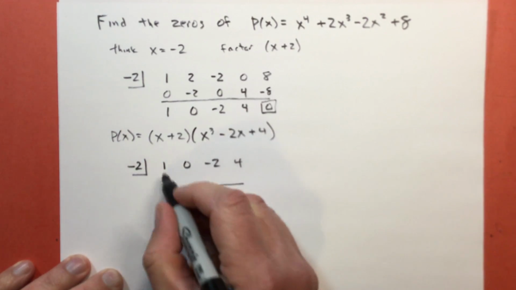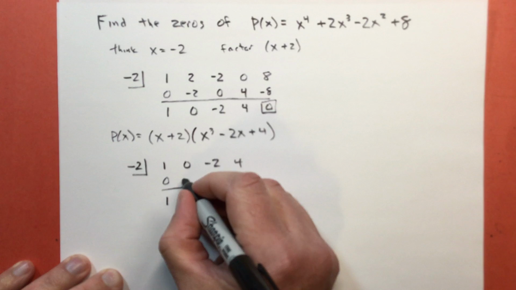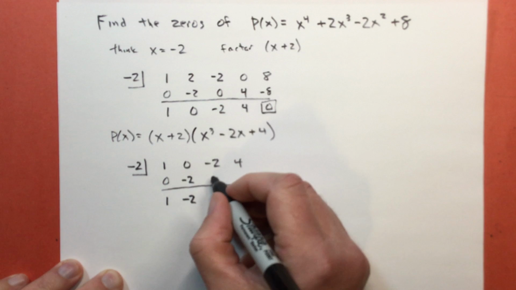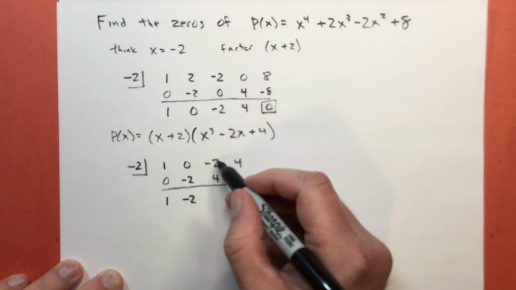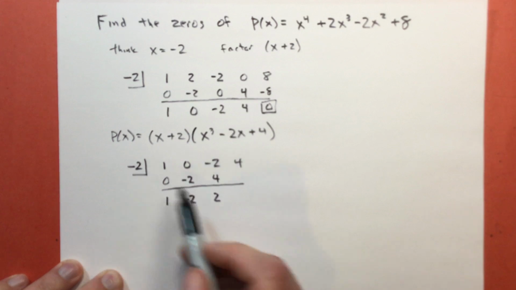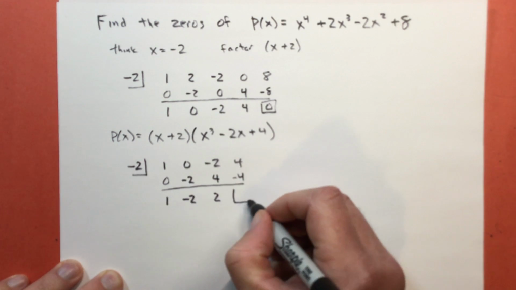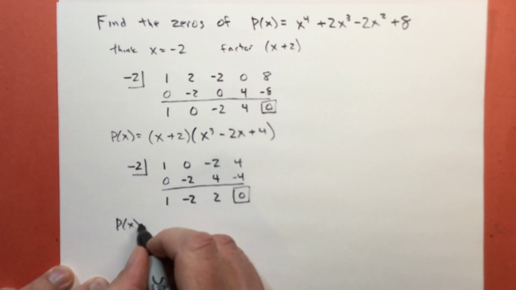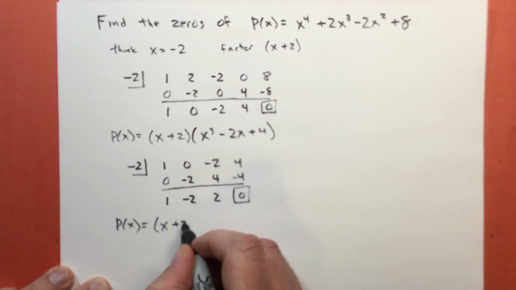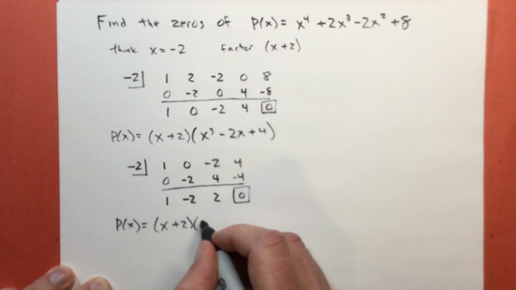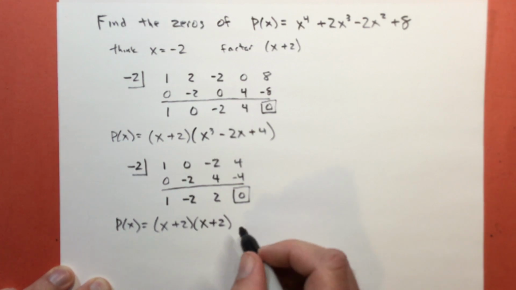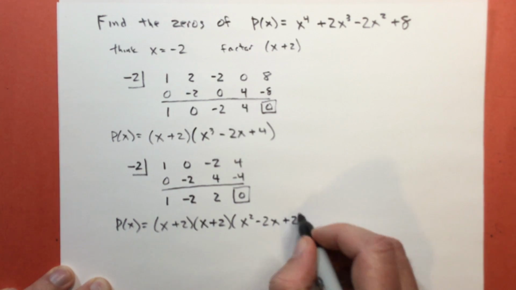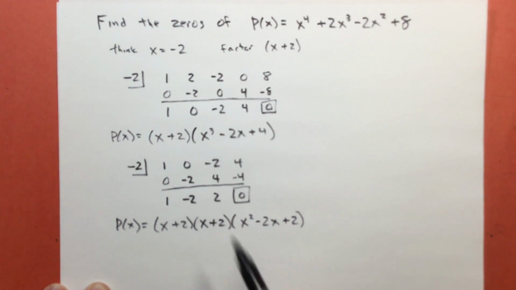So here's my 0, 1 plus 0 is 1, negative 2 times 1 is negative 2. 0 plus negative 2 is negative 2. Negative 2 times negative 2 is positive 4. 4 plus negative 2 is 2. Negative 2 times 2 is negative 4, and just like last time, I get no remainder. So now, my factored form is x plus 2, that one right there, times another x plus 2, times x squared, subtract 2x, plus 2.